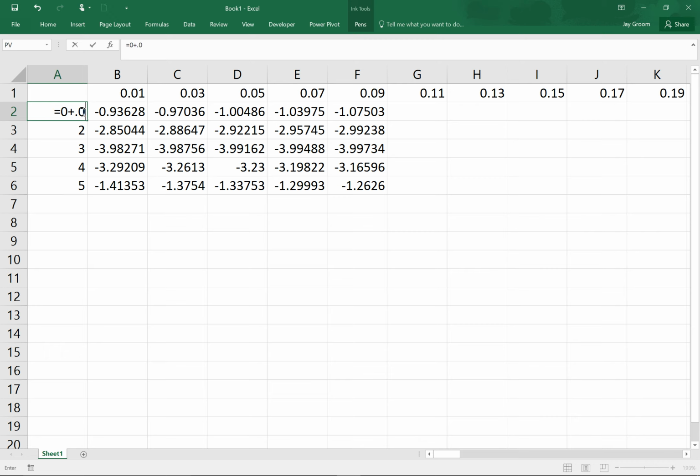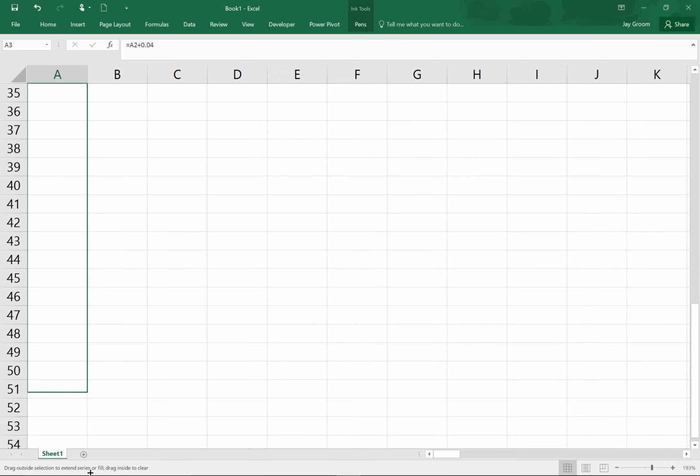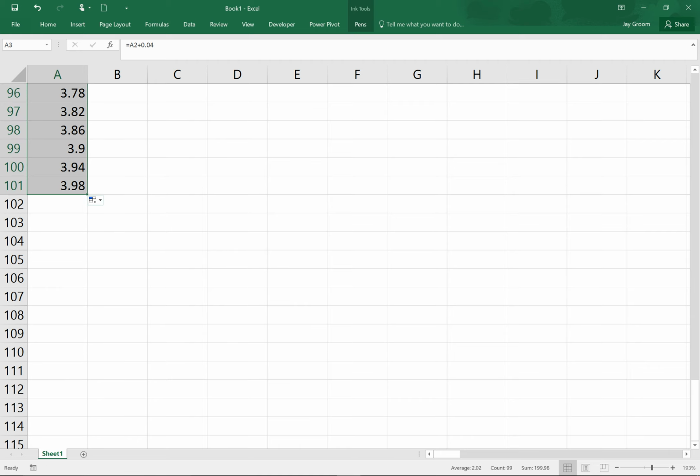So 0.04 divided by 2. There we go. And then equals this cell plus 0.04. Did you just decide that was the delta x? Well, I decided. The book won't tell you. So I'm picking a delta x that makes me happy, and I feel like that's probably close enough.